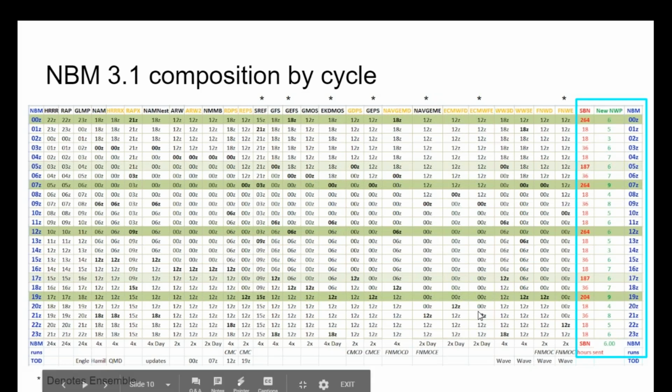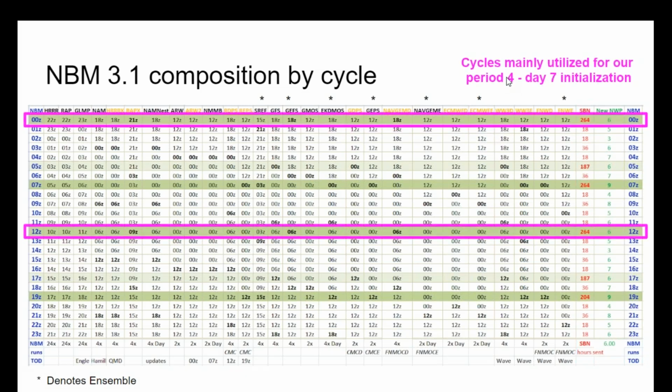Also take note, the next column, which says new NWP, details how many new models or ensemble data are coming into each cycle, and you can see that every hour we are getting new information. Similarly, like how we have SuperBlend and Con Short, you're seeing the same thing here. Every hour you get new data. So for the purpose of our period 4 through day 7 initialization, we are going to basically use the 0Z and 12Z cycles, the midnight shift to 0Z and the day shift to 12Z.